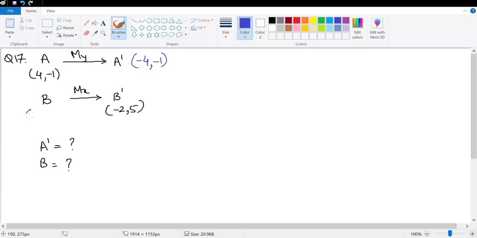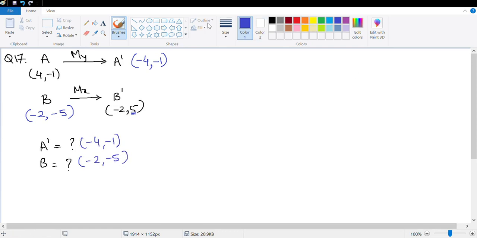So we need to figure out what B is. When you're reflecting on the x-axis, only the sign of the y coordinate changes, which means x remains the same, and this would have been -5, which means on reflection the coordinate of -5 has changed to 5. So I need to write the coordinates of A dash. So A dash is basically -4, -1, and B basically is -2, -5.